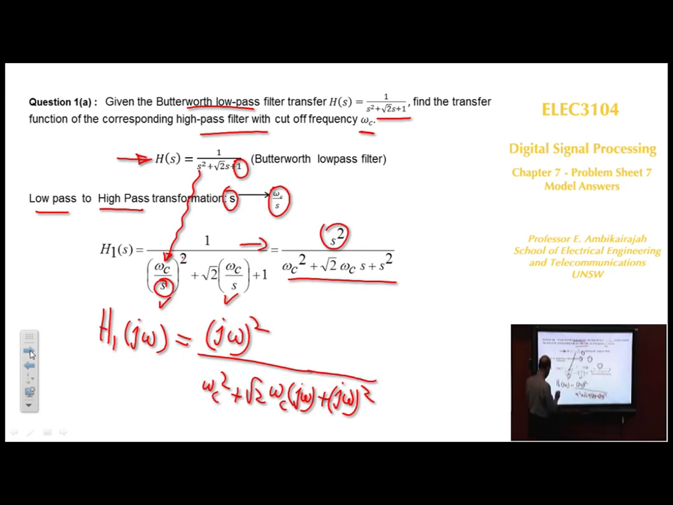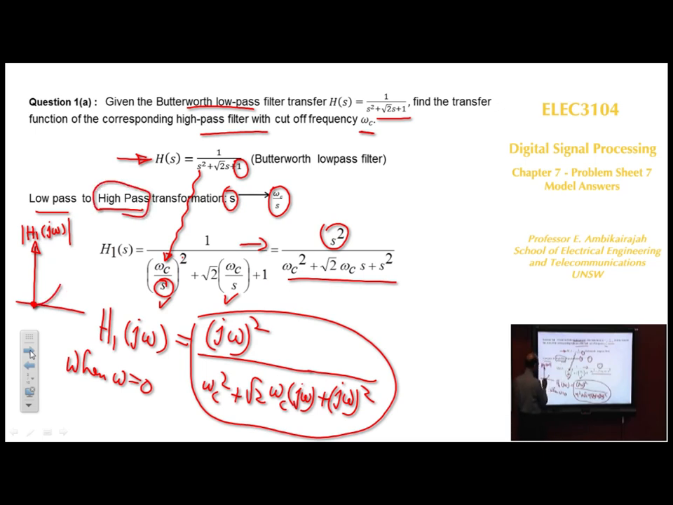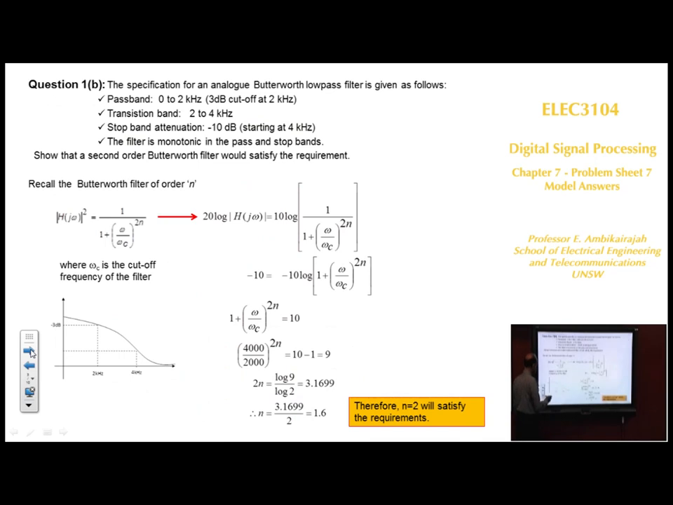So naturally, when omega equals 0, that's your DC component, this whole thing will be 0. That means when you plot your graph of the magnitude spectrum H1 j omega, it will start from here, which is what a high pass filter will do. So the DC value is 0, so it's a high pass filter. You can always check whether the results you have got are correct or not. Right, we move on to the next question.